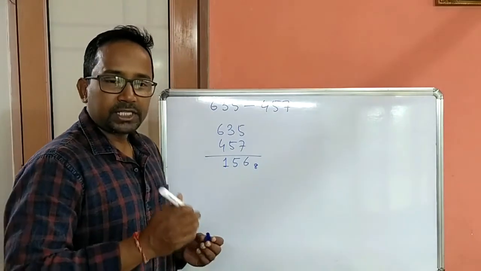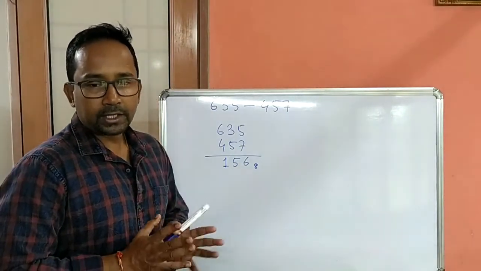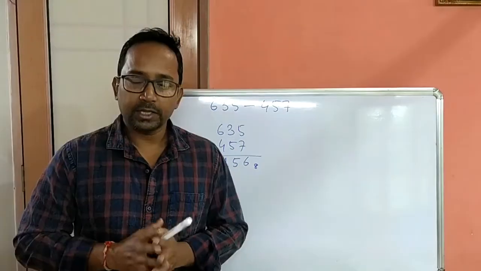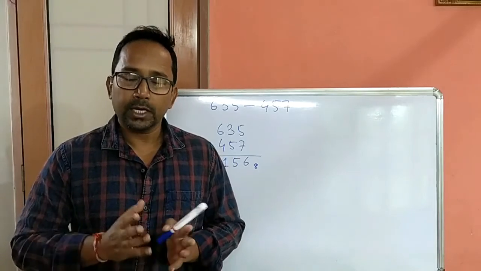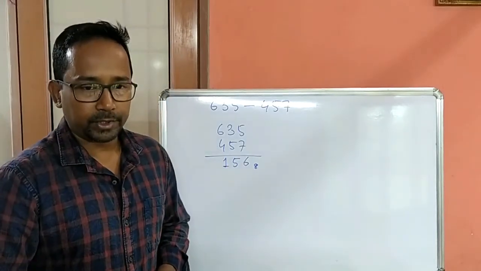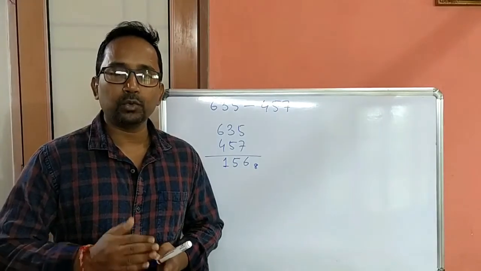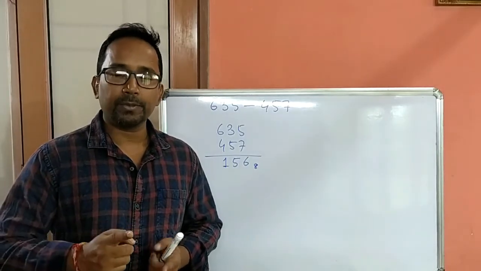Understood? But this procedure is a little confusing. Another procedure is there which is very simple. That is 8's complement notation. Let's do the same subtraction using the 8's complement method. Here we have to convert the subtrahend to its 8's complement, that is 7's complement plus 1.